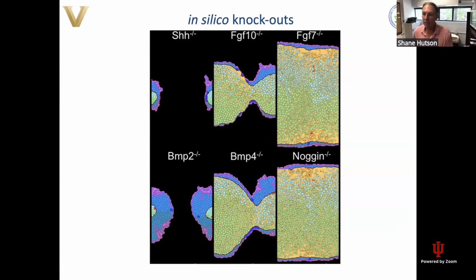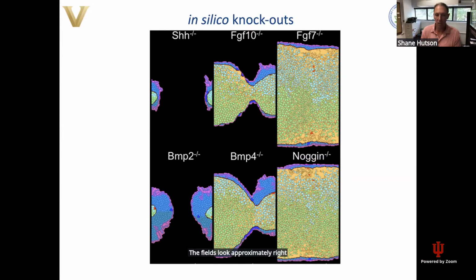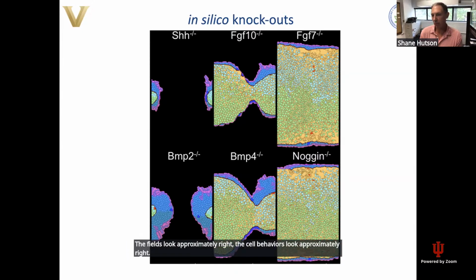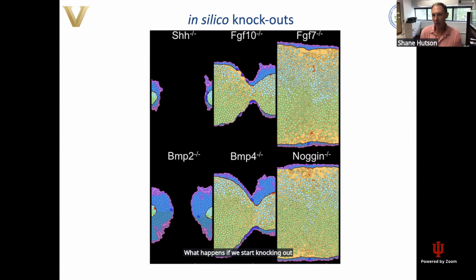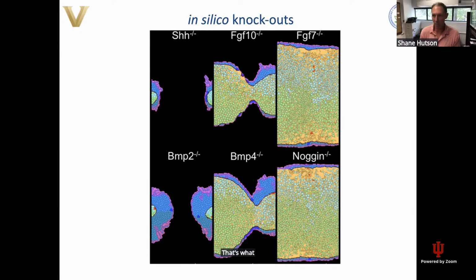So one of the important checks we wanted to do on this is, okay, we've got the model, the fields look approximately right, the cell behaviors look approximately right. What happens if we start knocking out particular pathways that are present in the model? Does it reproduce what we expect to see from experiments that have been done? And so if you knock out sonic hedgehog in the model, the shelves don't grow. That's what happens when you do the experiment in mice as well.